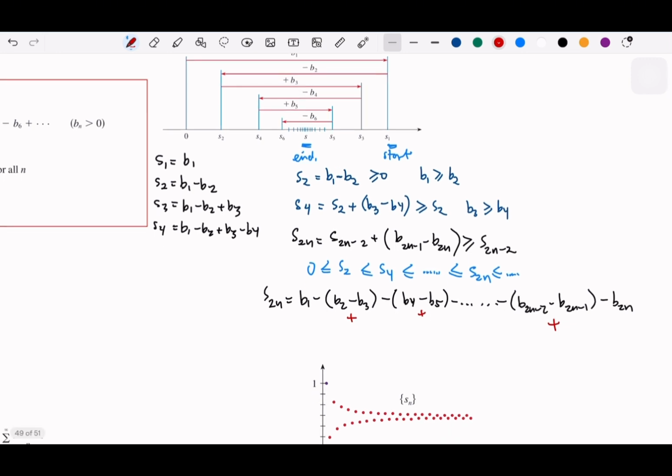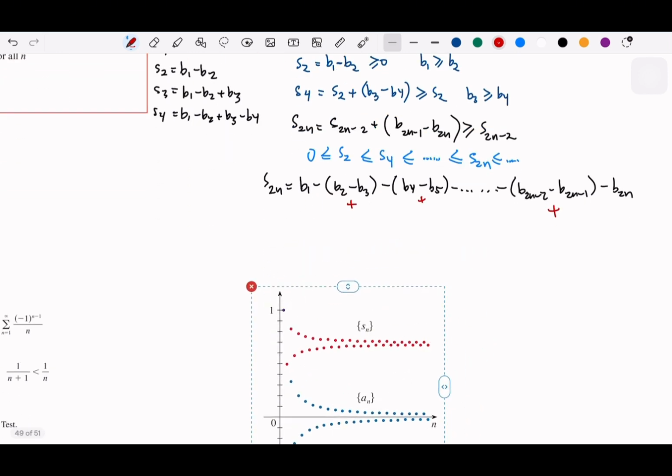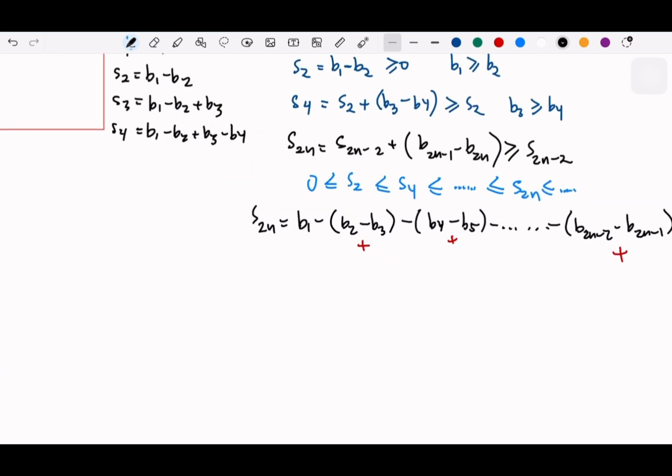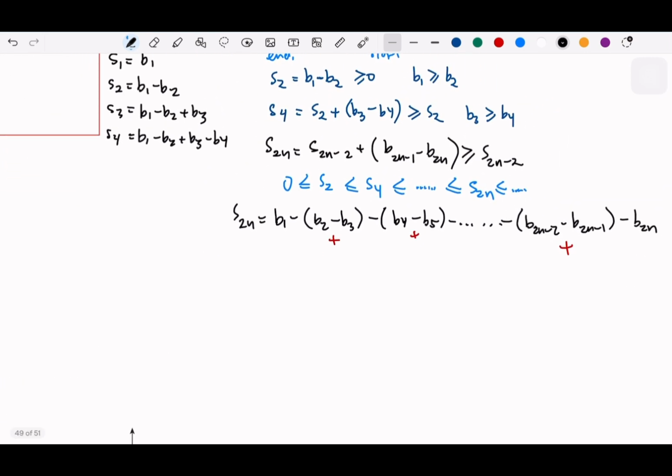So let me write, let me go here. S2n will be less than B1 for all n. If you could see from the way we have here, this is positive terms, this is positive terms.